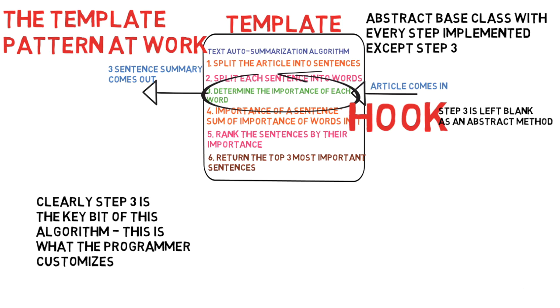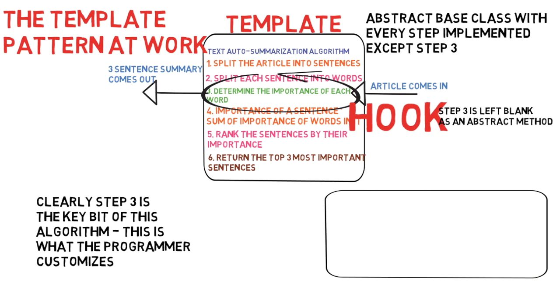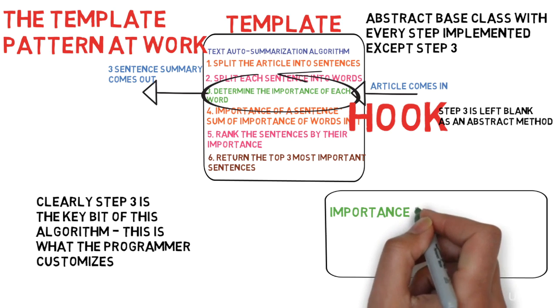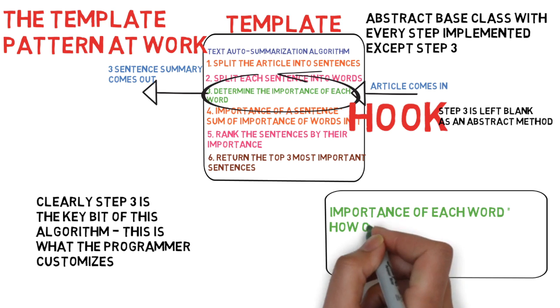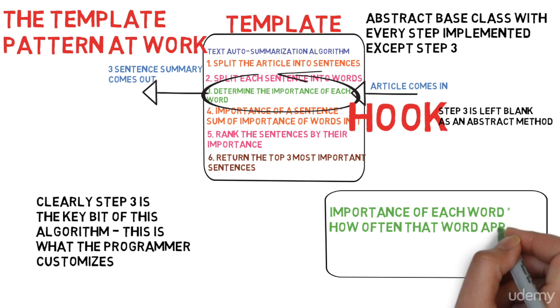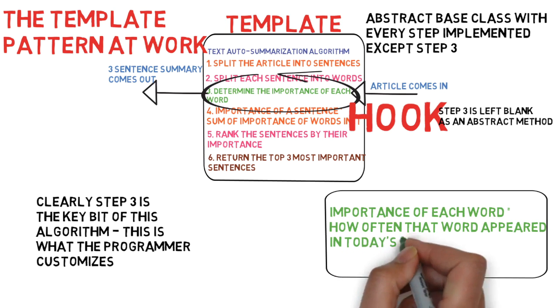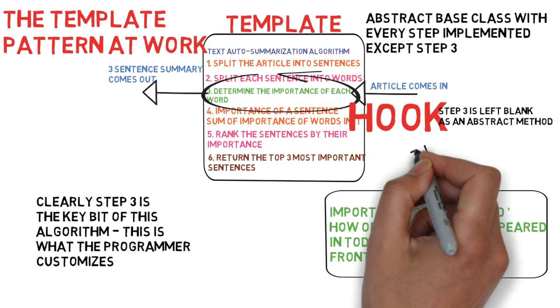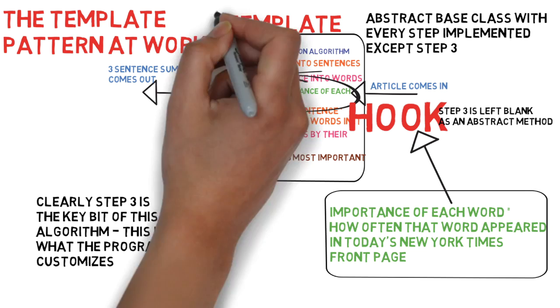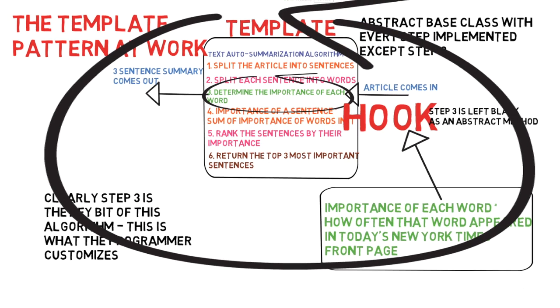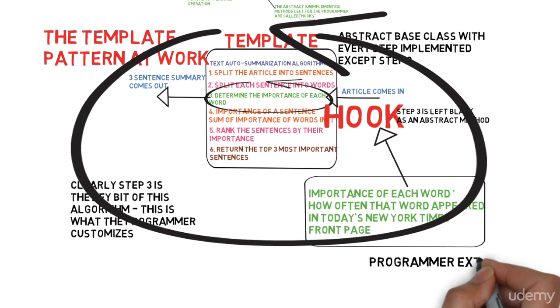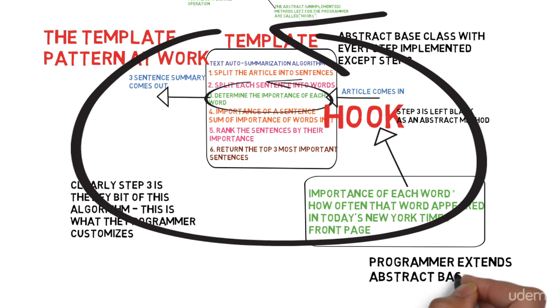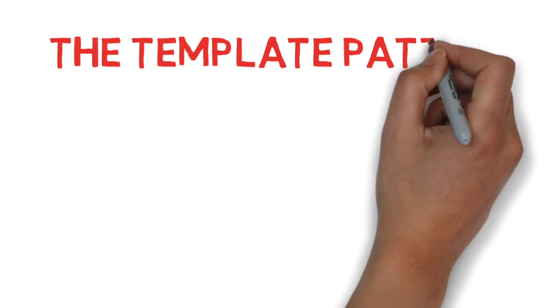Now, you as a programmer could figure out in any manner the importance of a word. For example, you could say that the importance of a word is equal to how often that word appears in today's New York Times front page. That could be your algorithm. Or you could say, I just like some words better than the others, so they are more important. Nothing stops you from putting in any bit of logic that you want. That is the hook. And this together, the template and the hook, is the template pattern. All the programmer has to do is to extend this abstract base class and provide the implementation for exactly one method, step 3.